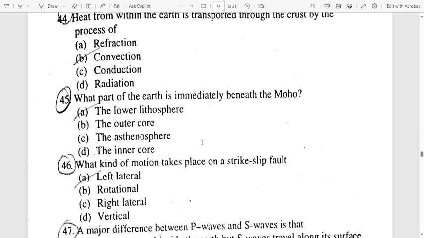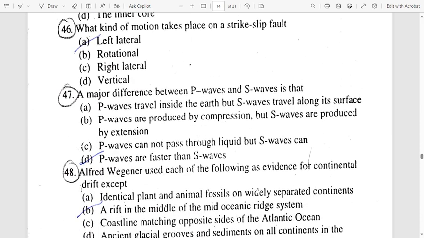What part of the earth is immediately beneath the lower lithosphere? What kind of motion takes place on a strike-slip fault? Left lateral. A major difference between P waves and S waves is that P waves are faster than S waves. Alfred Wegener used each of the following as evidence for continental drift, except a rift in the middle of the mid-oceanic ridge system.